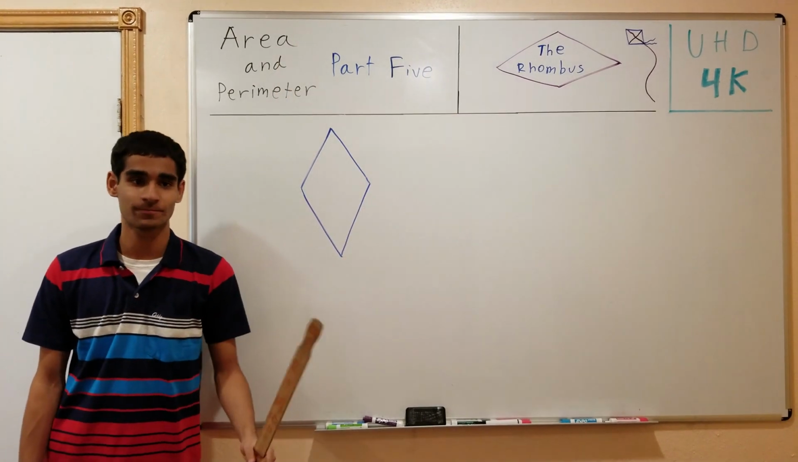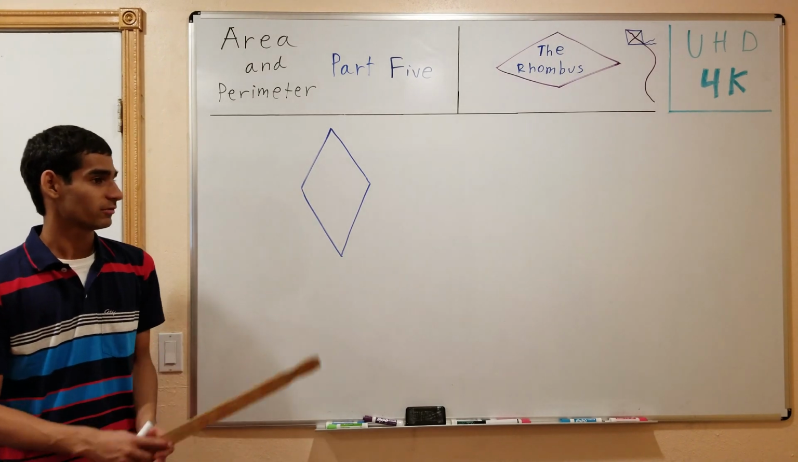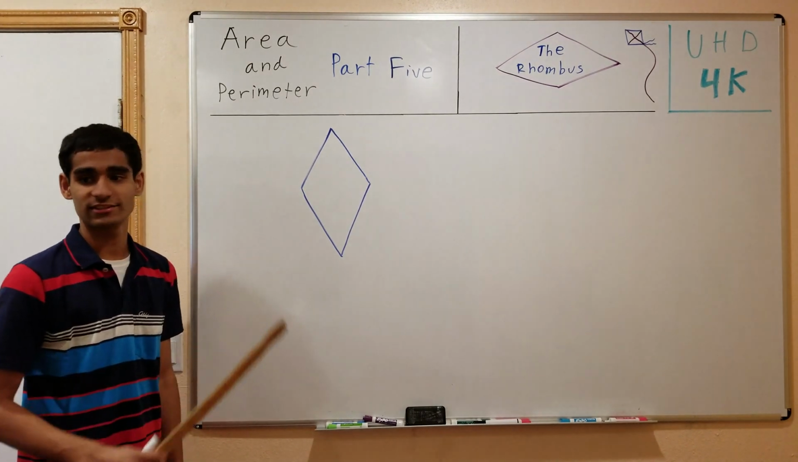Today I will be explaining how to find the area and the perimeter of a rhombus. Now just to do a quick review, a rhombus is a shape where all four sides are of equal length. That's all.